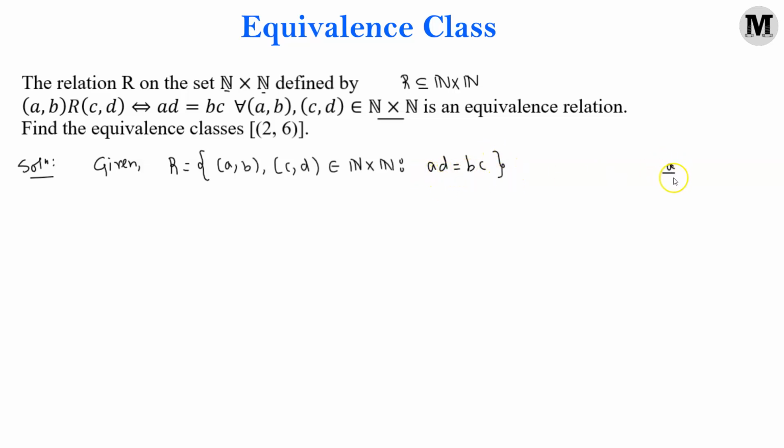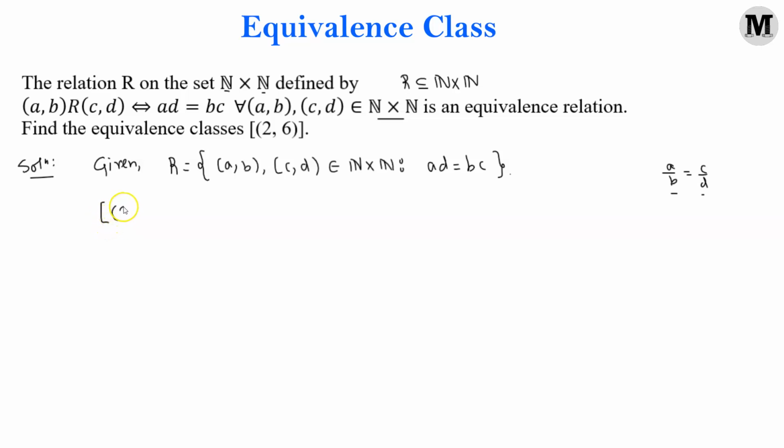In other words, it is simply a/b = c/d. If we consider the ordered pair (a, b), that gives us the fraction a over b, and the ordered pair (c, d) gives us the first element divided by the second element, the fraction c over d, and we're saying that both of these fractions are equal. So that's what we are writing as ad equals bc. Now, using this, we need to find the equivalence class of (2, 6). Okay, let's begin.